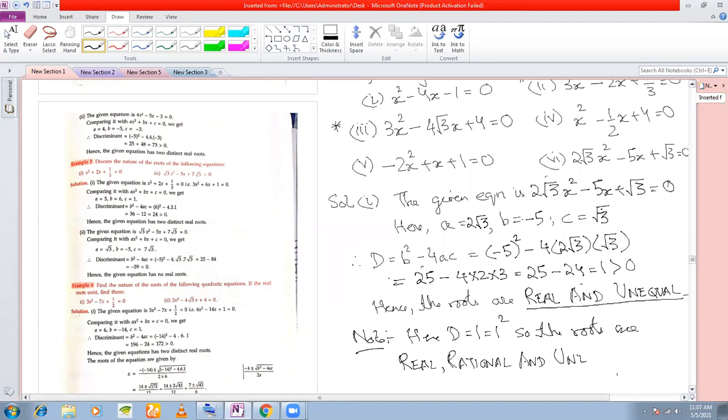Okay. No questions on all these? Not only unequal, but real, rational, and unequal. Okay. So if you don't have any questions on this, then we can proceed to 2 more problems from the textbook, which I have not given you in your notes, but you are expected to write these. Okay. So let us do these 2 problems.